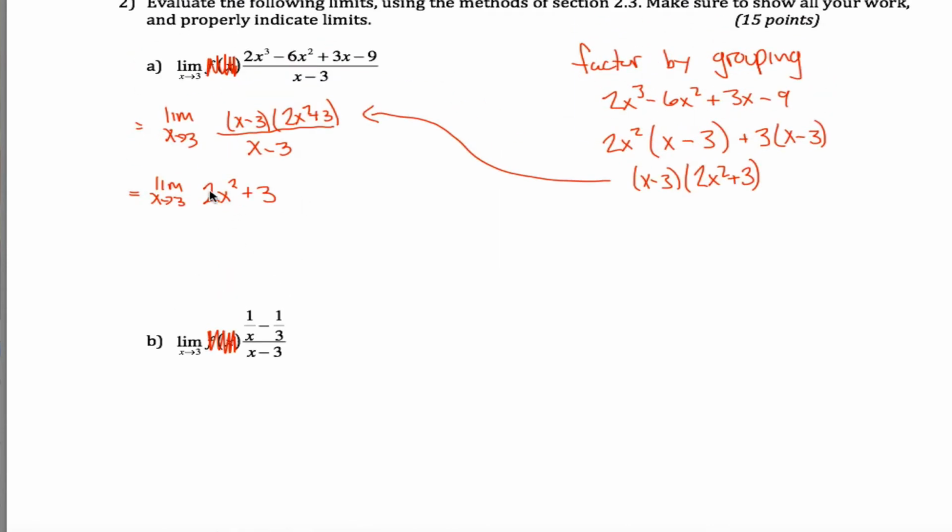The other point I want to make is I can evaluate this limit because this function is continuous at 3. So I can evaluate the limit just by changing all the x's into 3's. I can say that this is equal to 2 times 3 squared plus 3. 3 squared is 9 times 2 is 18 plus 3. Looks like this limit right here would be 21.